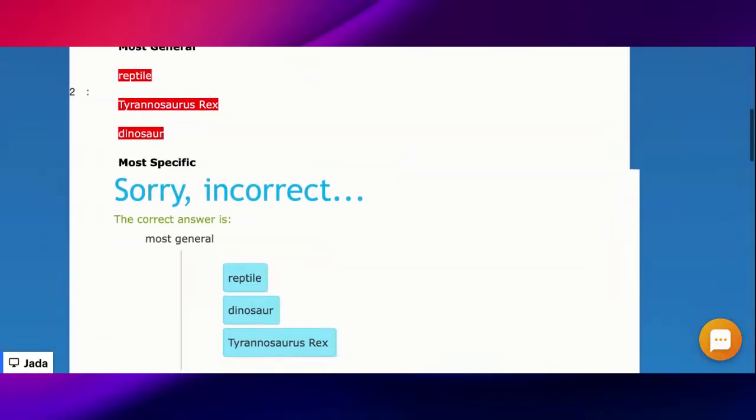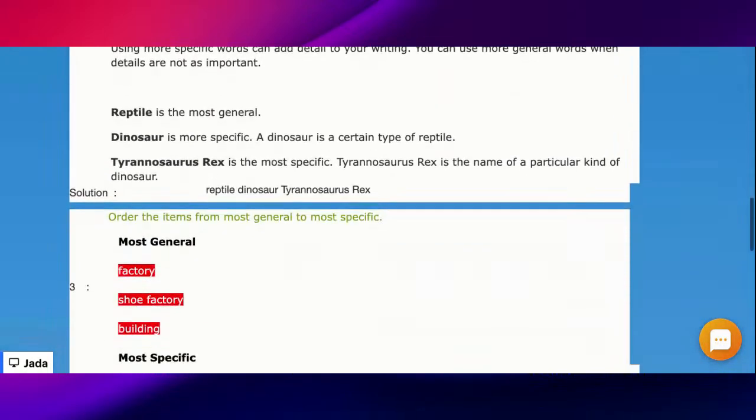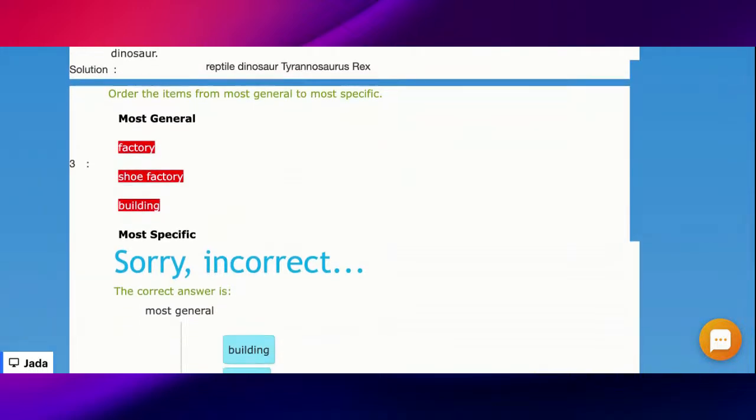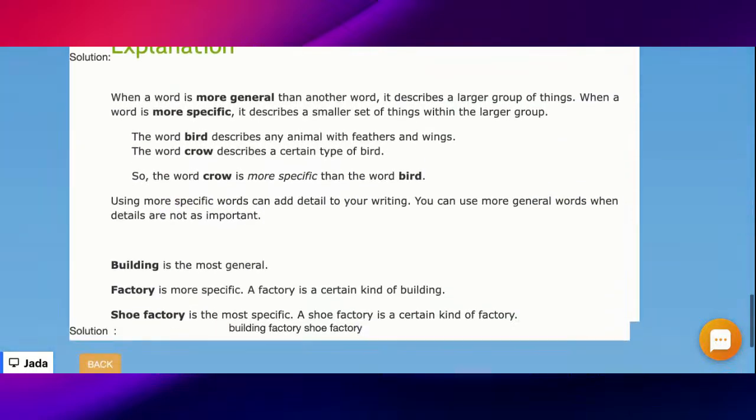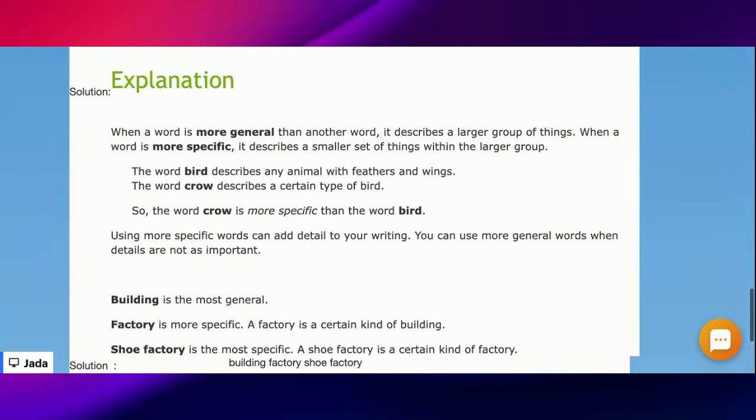Okay, so it's going to arrange them in order. For example, we also have factory, shoe factory, and building. If we want to arrange this from the general to the more specific, what are we going to say? Building is the most general, so we have building. Before we can have a factory, we need to have a building. So when we have the building, then we have the factory in that building.